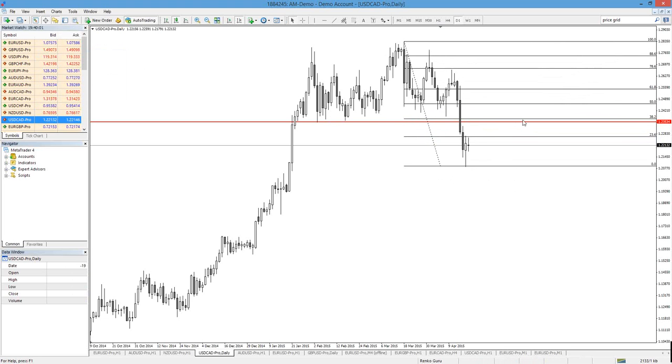Look at the confluence here. Okay? Euro yen target. Yes, let me just show dollar CAD and I will switch to euro yen.